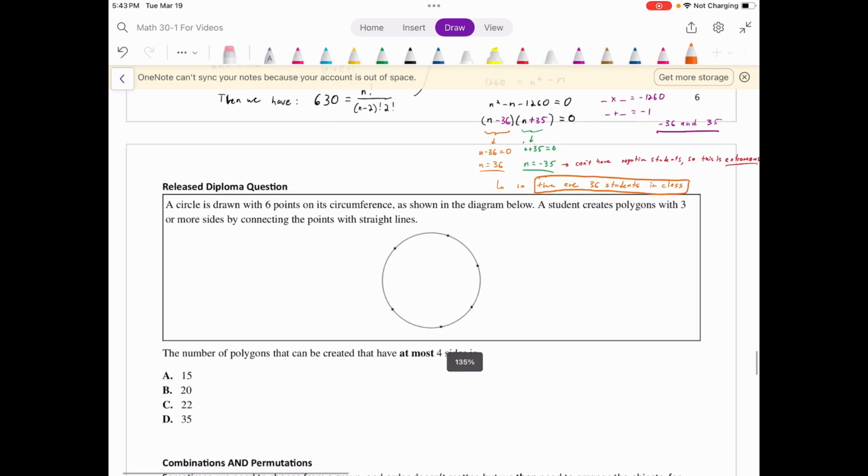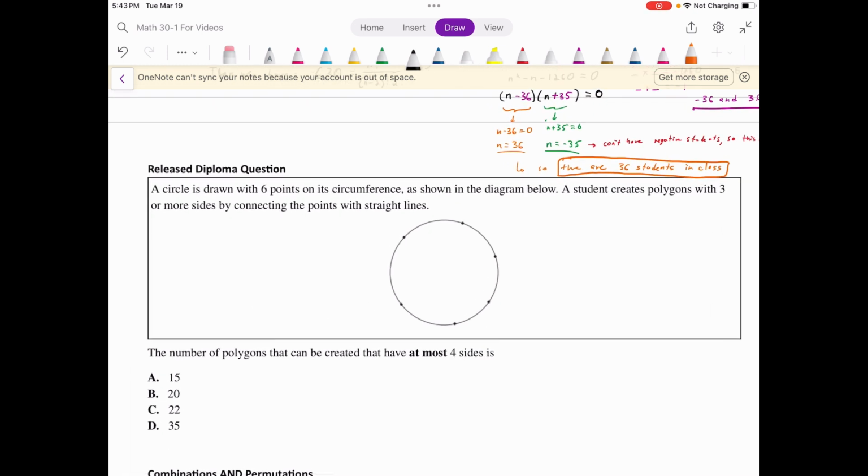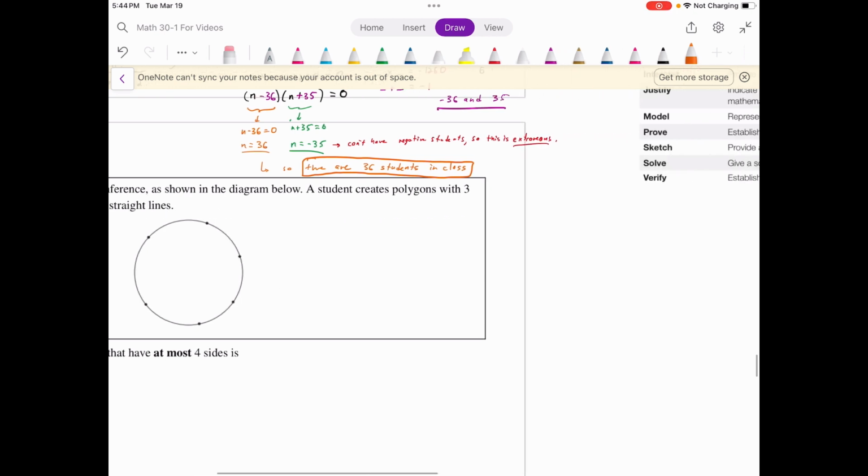A circle is drawn with 6 points on its circumference, as shown in the diagram below. So circle, 1, 2, 3, 4, 5, 6. A student creates polygons. Remember what a polygon is, right? For example, like a square or a rectangle, those are polygons. A triangle is a polygon. It's just a closed shape, meaning it has to be closed. So that's not a polygon because it's not closed, right? It's open, okay?